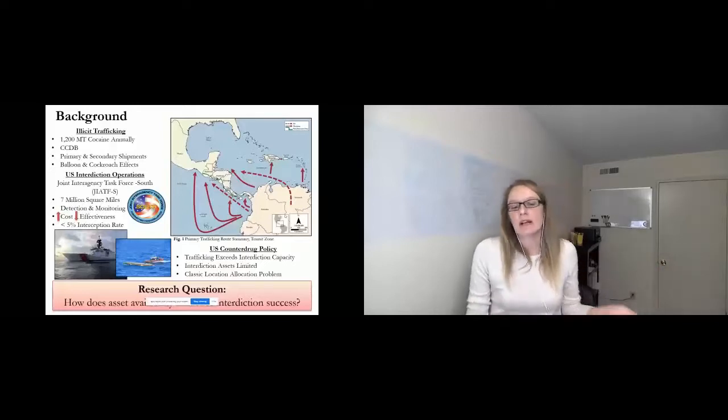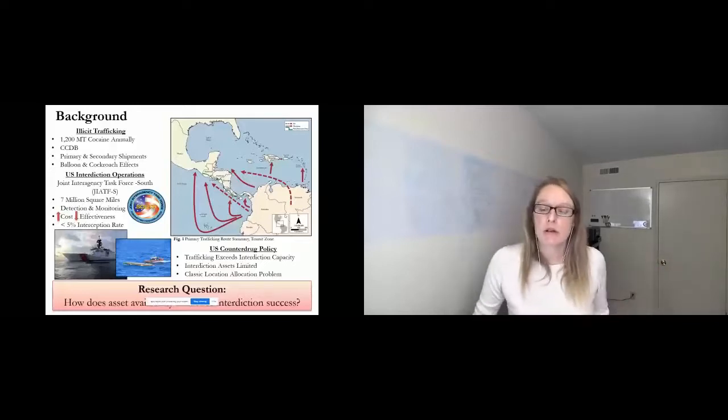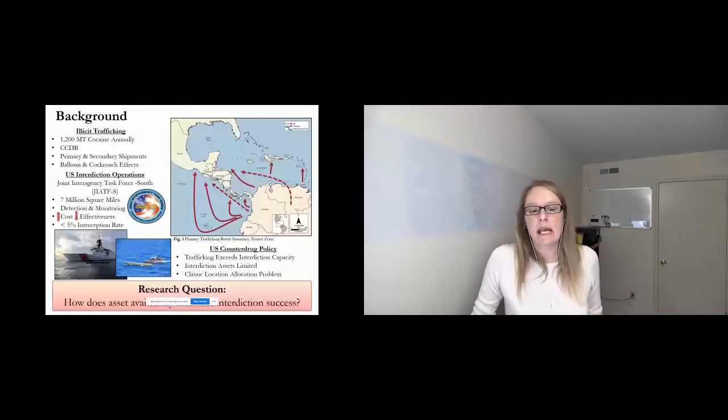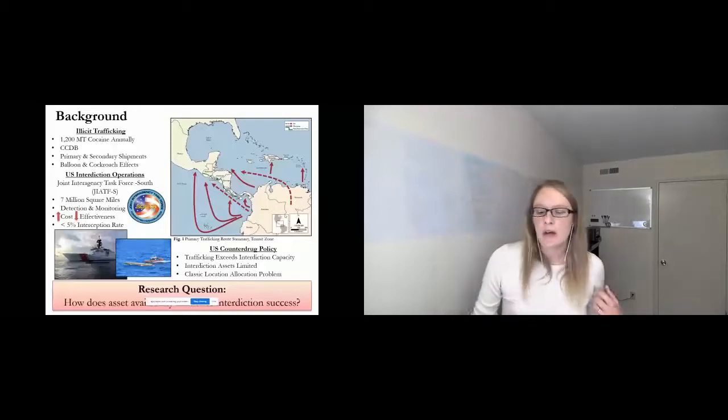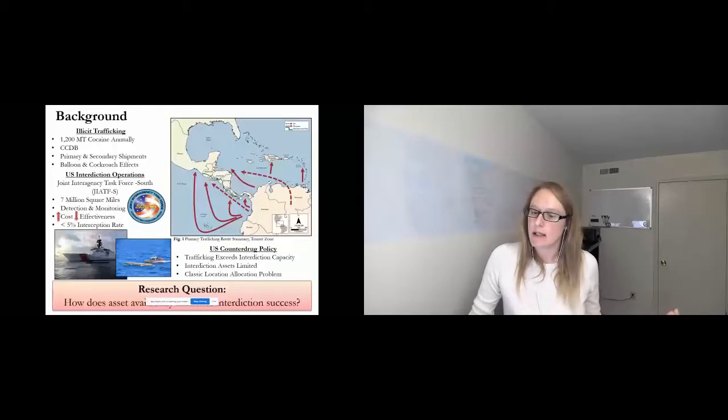So it's not surprising that interdiction is becoming more costly, but at the same time, there's a relative decrease in effectiveness. And as is, less than 5% of known trafficking events in the transit zone are intercepted. So in conversations with JIATF South, we know that the extent of illicit trafficking far exceeds interdiction capacity, and the interdiction assets are severely limited. So this is a classic location allocation problem.